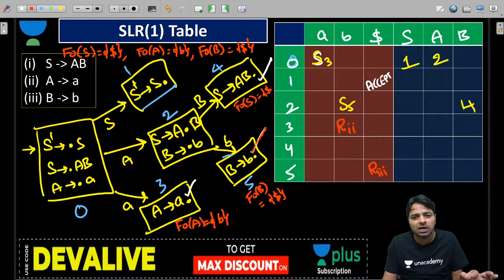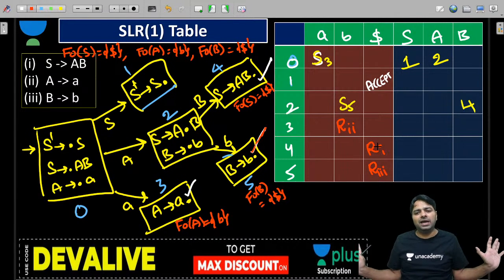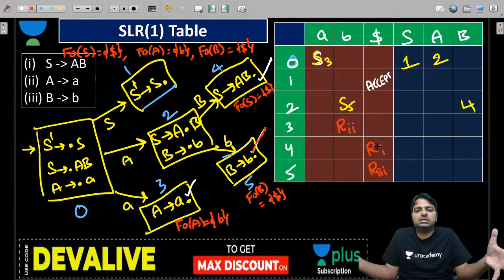Follow of S is just dollar. So under dollar we write R1. So row 4 under dollar we write R1. Clear? That's all we have. This is the SLR1 table, guys.